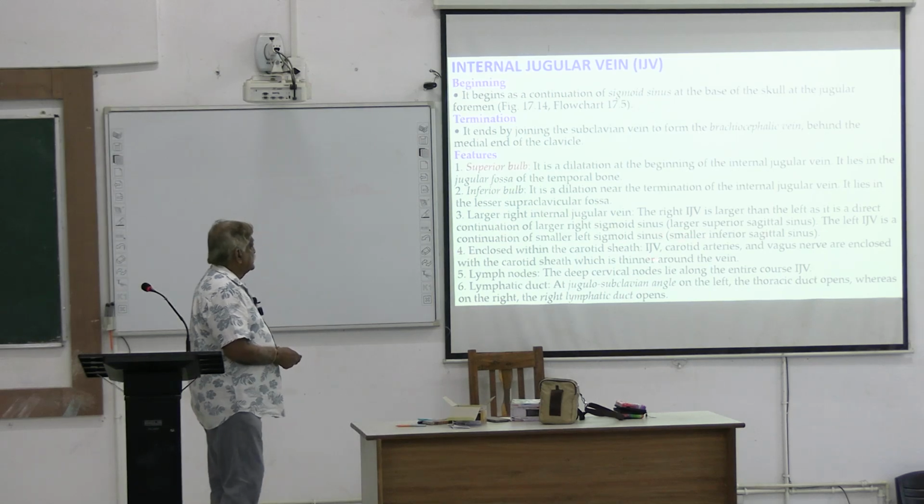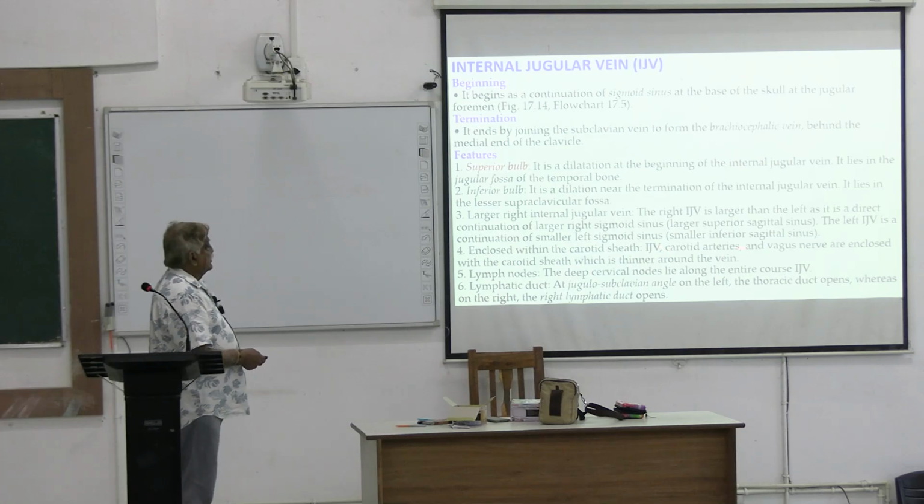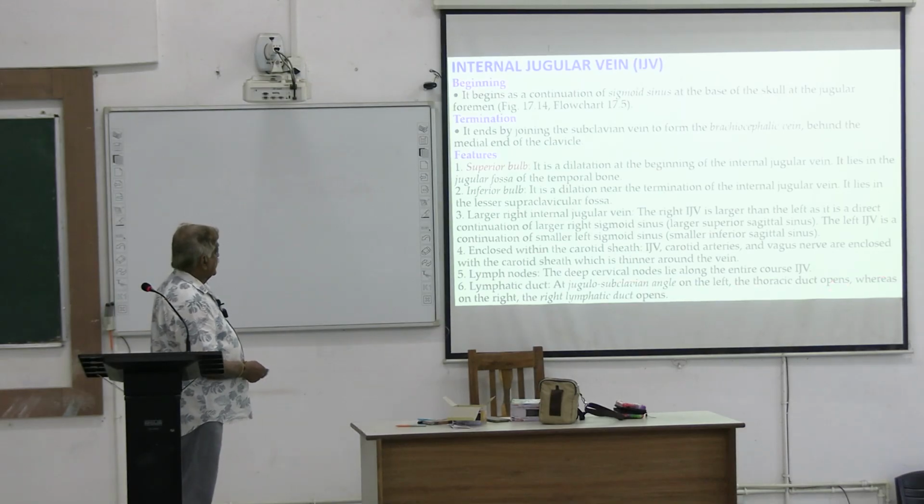Enclosed within the carotid sheath: internal jugular vein, carotid arteries and vagus nerve are enclosed within the carotid sheath, which is thinner around the vein. The deep cervical lymph nodes lie along the entire internal jugular vein. Lymphatics at the jugulosubclavian angle: on the left, the thoracic duct opens, whereas on the right the right lymphatic duct opens.